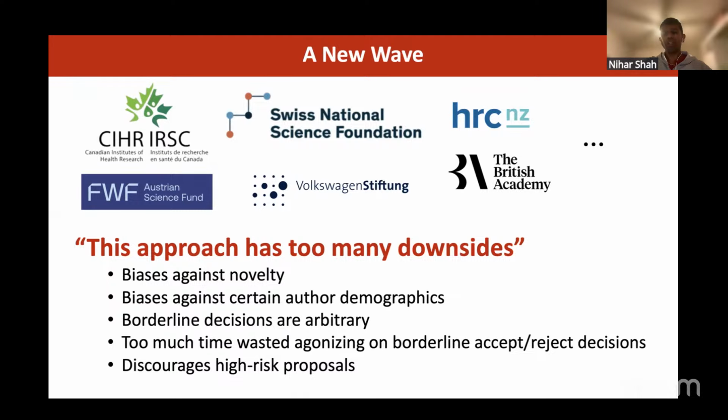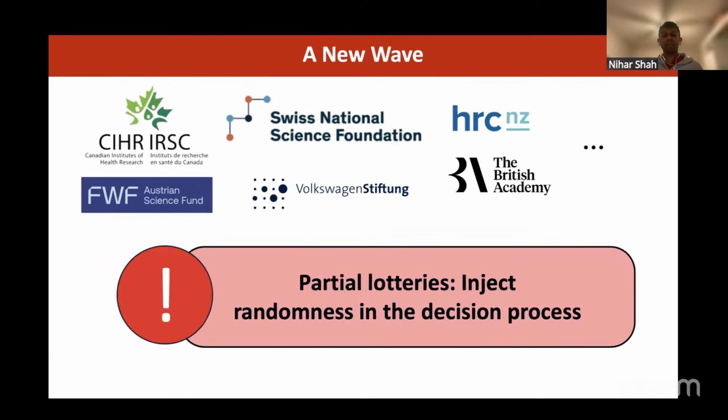So now because of all of this, these funding agencies that I've listed here, and there are others who are considering this, have adopted a new approach. The new approach is what they call partial lotteries. That is, in the decision process, they'll deliberately inject randomness to try to mitigate the problems that I mentioned in the previous slides. So let's see how this will work.